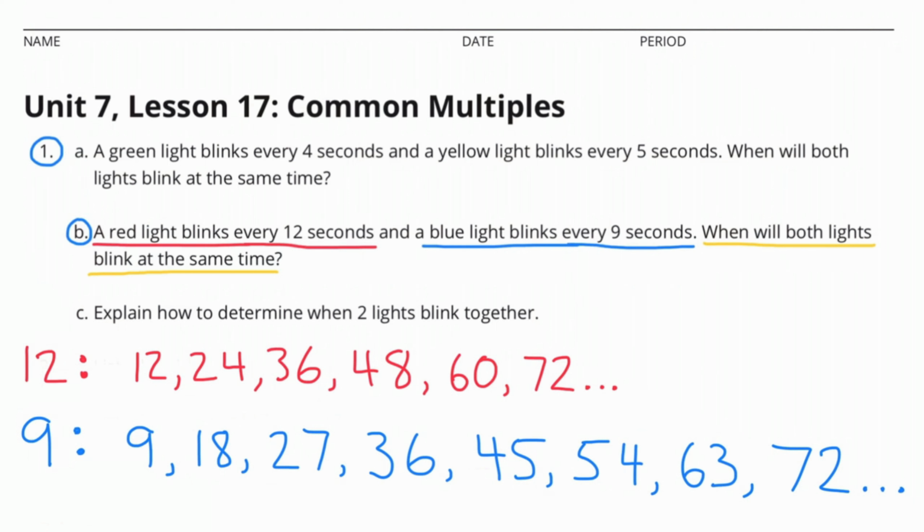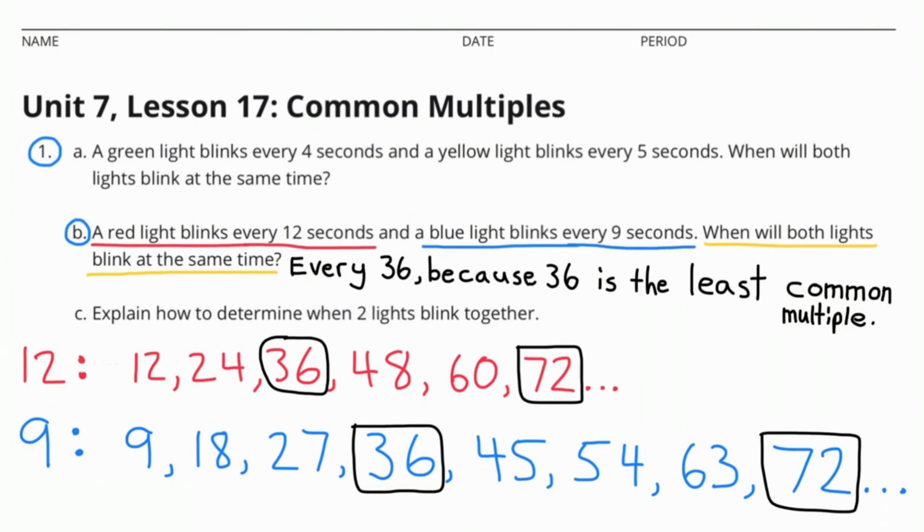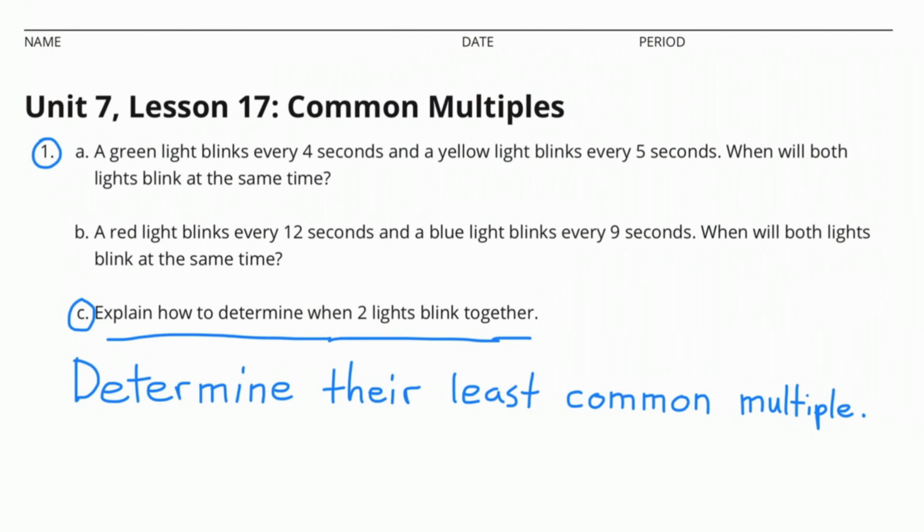I made a list of some of their multiples, and now I need to search for the least common multiple. I noticed that the least common multiple for 12 and 9 is 36. So the red light and the blue light will blink at the same time every 36 seconds, at 36, at 72, and so on. The red and blue light will blink at the same time every 36 seconds because 36 is the least common multiple of 12 and 9. C. Explain how to determine when 2 lights will blink together. Well, to figure out when 2 lights would blink together, you determine what their least common multiple is.